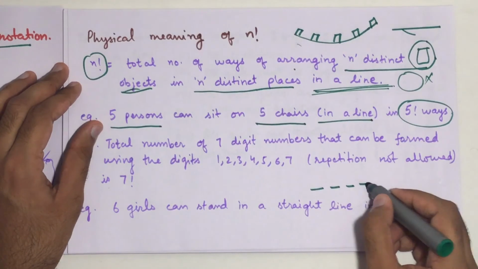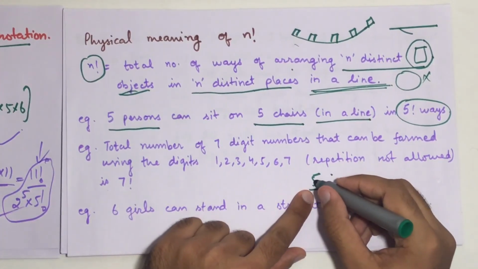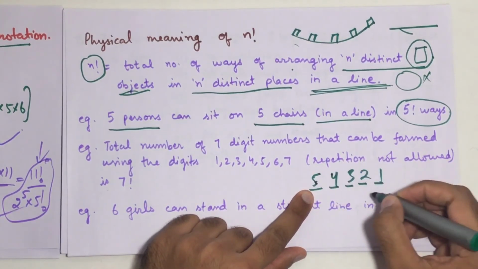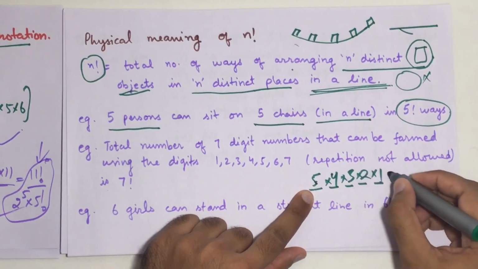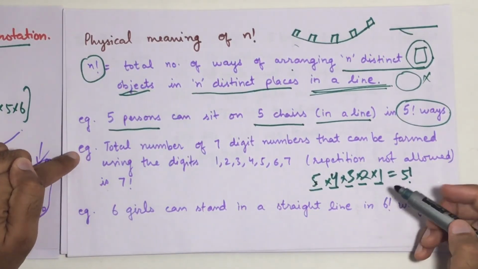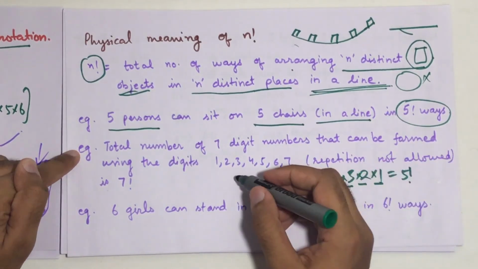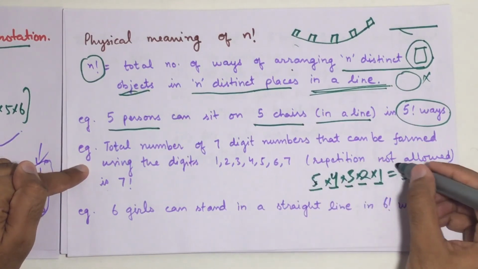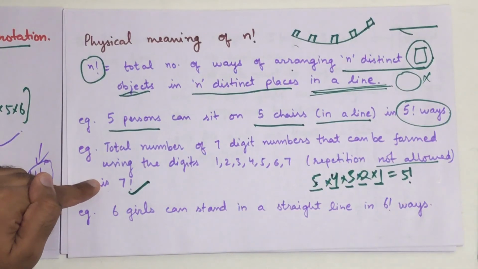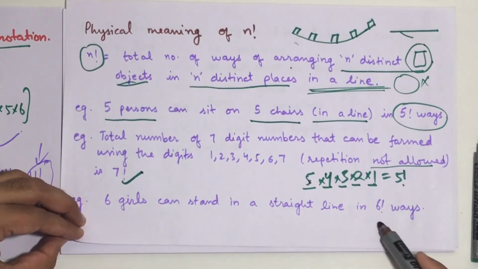5 पर्सन थे, 1 2 3 4 5. इस चेयर पे बैठाने के 5 तरीके, फिर क्योंकि इसमें से 5 में से कोई भी एक पर्सन इस चेयर पे बैठ सकता है, फिर 4 फिर 3 फिर 2 फिर 1, ऐसे आया था फर्स्ट वीडियो में हमने डिस्कस किया था, and that is equal to 5 factorial. In the same way the next example, total number of 7 digit numbers that can be formed using the digits 1 to 7 when repetition is not allowed is 7 factorial. In the same way, 6 girls can stand in a straight line in 6 factorial ways.